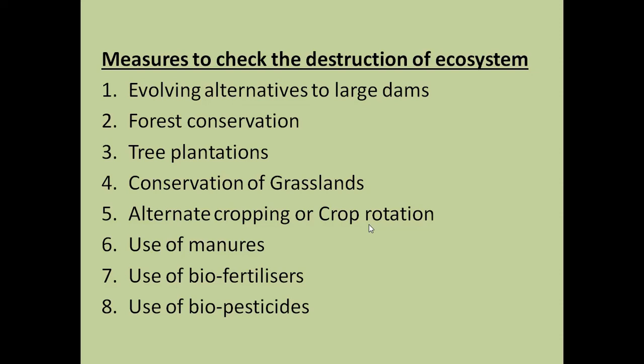Point number 7, use of biofertilizers. By biofertilizers, we are referring to the use of microorganisms, such as bacteria, blue-green algae, fungi, etc. So we can use such types of microorganisms to maintain the productivity of the land.